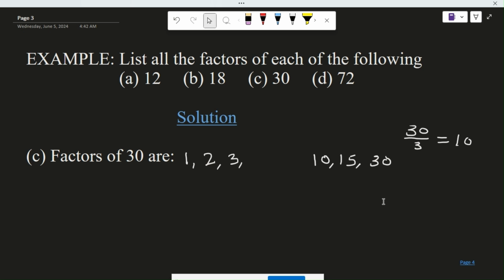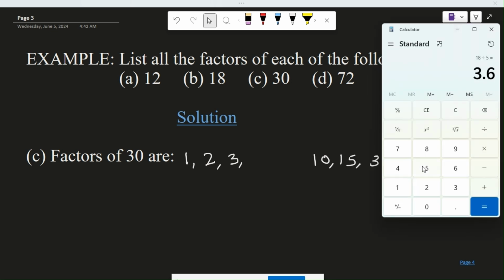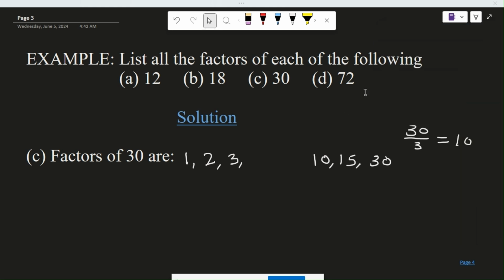4 cannot divide 30 exactly without leaving a remainder. You can confirm that we have 30 divided by 4. Our outcome will be 7.5. This is not a whole number, and therefore 4 is not a factor of 30.